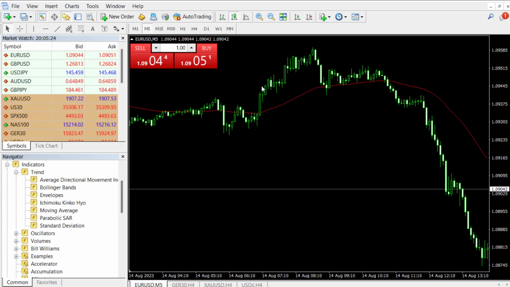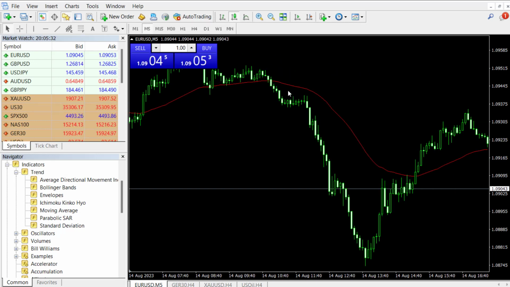Moving averages are used to identify trends in the Forex market. When the price is above the moving average, it's often considered an indication of an uptrend. Conversely, when the price is below the moving average, it's often considered a sign of a downtrend.